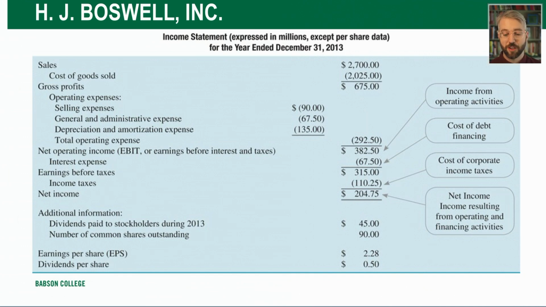No, because it turns out Boswell also has borrowed some money from somebody. They owe interest on some of their liabilities. And so in 2013, they had to pay $67.5 million in interest to lenders. Okay, that leaves them $315 million in EBT, earnings before taxes, or PTI, pre-tax income, on which it turns out they had to pay $110.25 million in corporate income taxes, which left them net income of $204.75 million. So that's their net income. That's Boswell's bottom line.